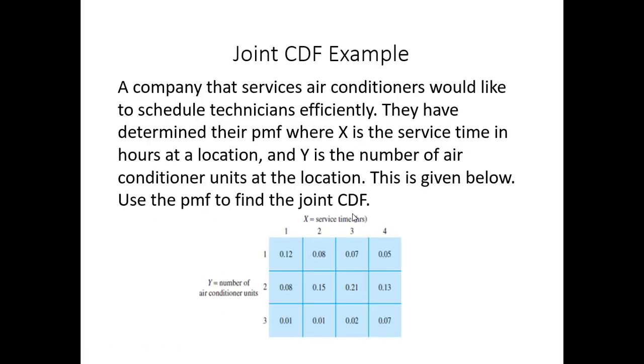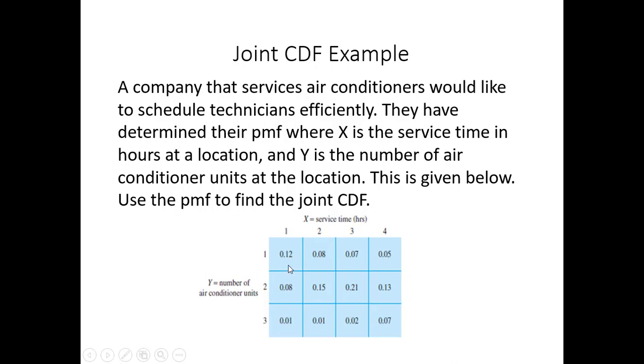So here's an example. Suppose a company that services air conditioners would like to schedule technicians more efficiently. They've determined their PMF where X is the service time in hours of the location. So you can see here's x, and we assume x can take on the values 1, 2, 3, 4. And Y is the number of air conditioner units at the location. So you can see y could take on the values 1, 2, and 3. And here's our joint PMF.